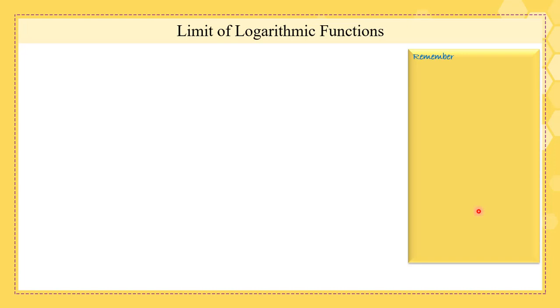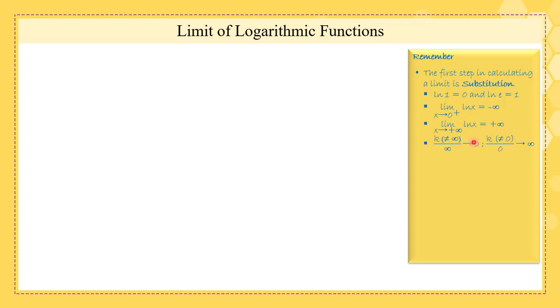Now remember, the first step in calculating a limit is substitution. You have to remember that ln 1 is 0 and ln e is 1. You also have to remember that the limit of ln x as x tends to 0 plus is negative infinity, and the limit of ln x as x tends to plus infinity is plus infinity. You also have to remember that k over infinity tends to 0 when k is never infinity, and k over 0 tends to infinity when k is never 0.